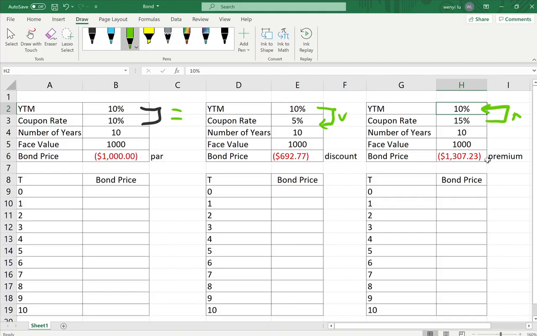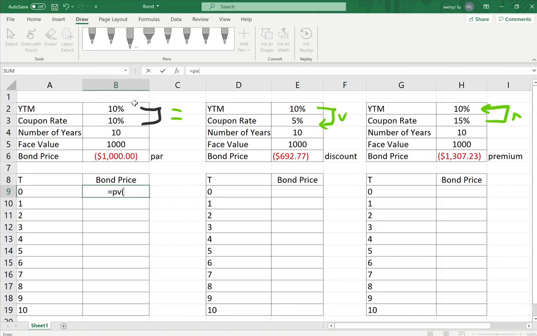Let's move on to see the price of the bond at different times. All the bonds we solved so far were priced at time 0. That means you just purchased the bond, and you have all the coupons not yet paid. So the price will be like these numbers.